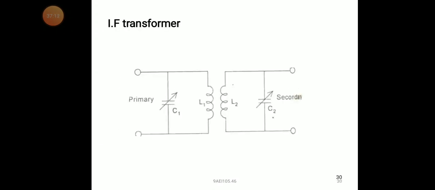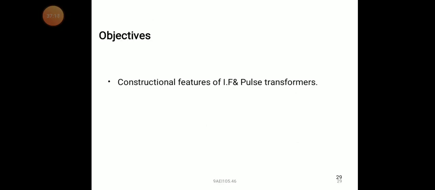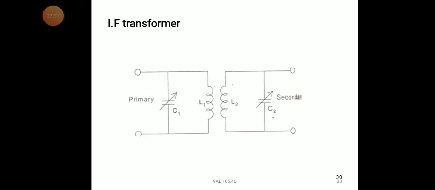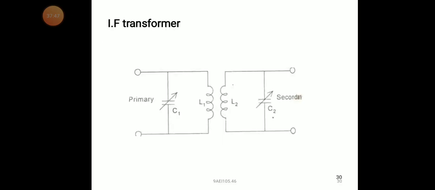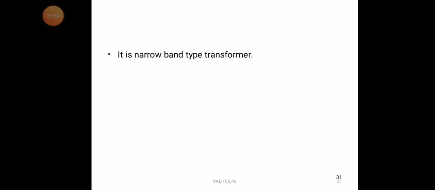Now we discuss another transformer, the construction features of the intermediate frequency and pulse transformer. Now we can see the intermediate transformer, just like the radio frequency transformer. Here also we have capacitor 1, capacitor 2, inductor 1 and inductor 2. You can see the diagram of the IF and pulse transformer construction.